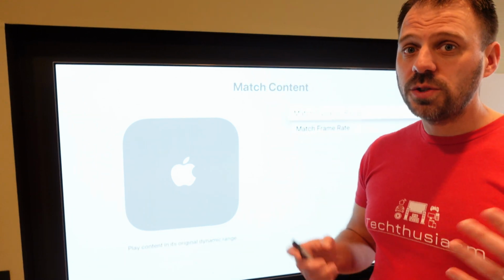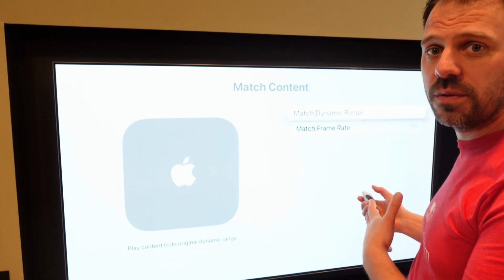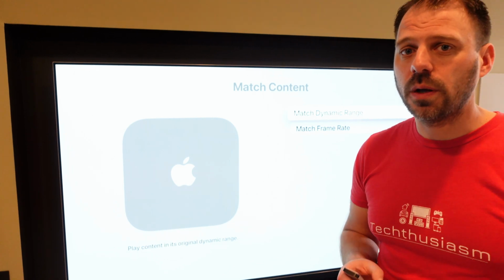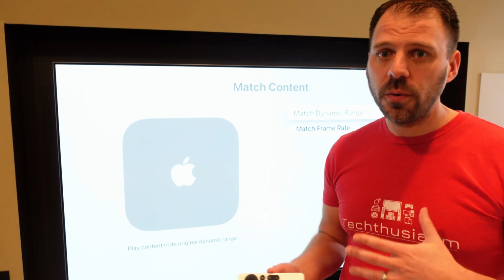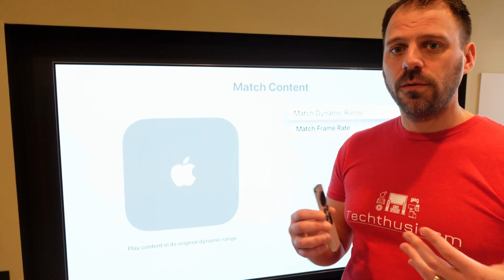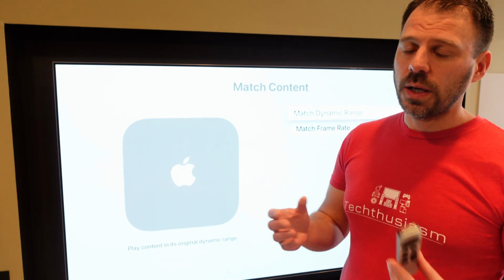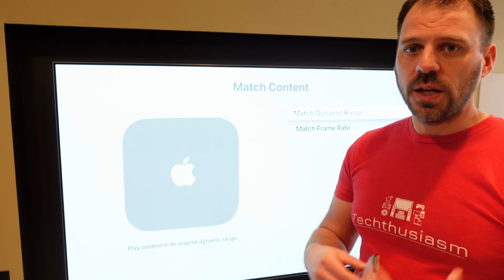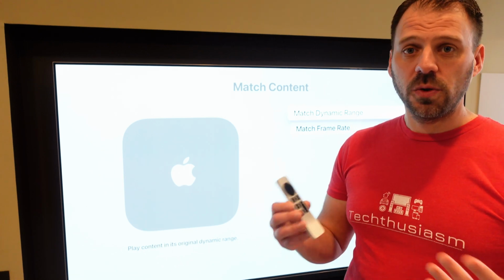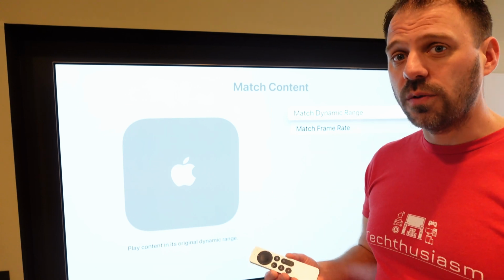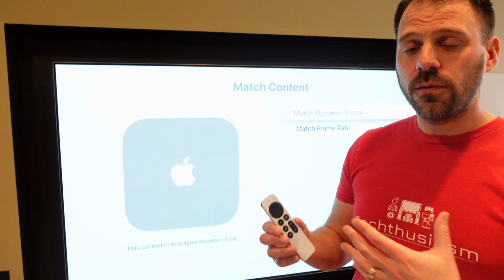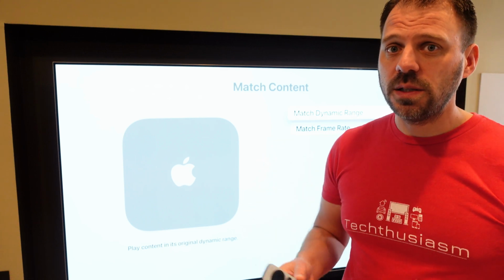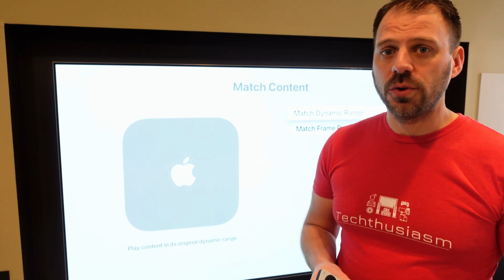All right, the next one here is really the kicker: Match Content. Match Dynamic Range and Match Frame Rate. I have both of these on and I strongly recommend that you run with both on as well. Yes, when you go from the menus to starting playback of a show or a movie, you're going to get a little bit of a black screen. There's an HDMI resync, as most video content is in 24 frames per second instead of 60, and we're moving from the menus operating in SDR to HDR10 or Dolby Vision.